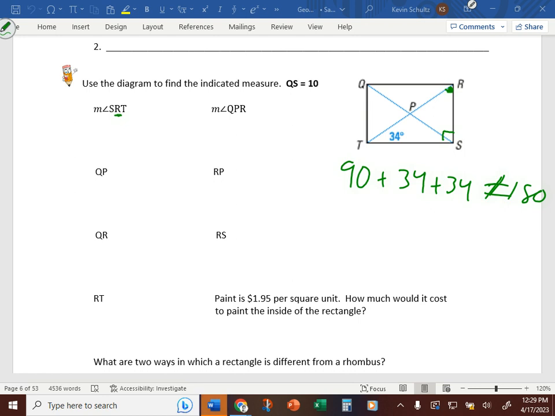Okay, Catherine? What's consecutive mean? Next to. Consecutive means like next to. Yes, like this angle here and this angle here are consecutive angles.